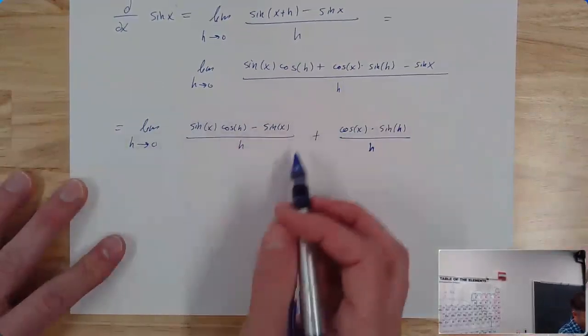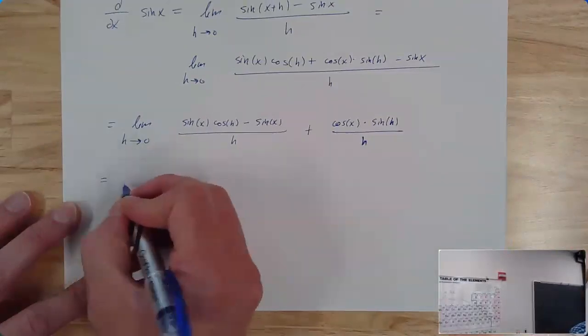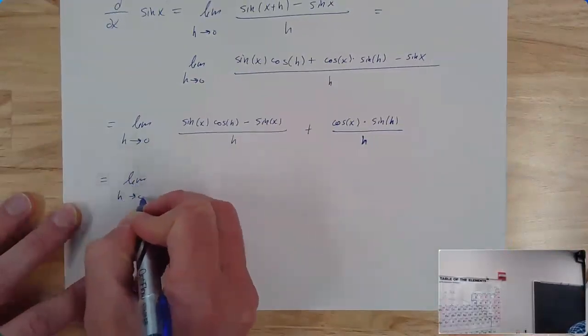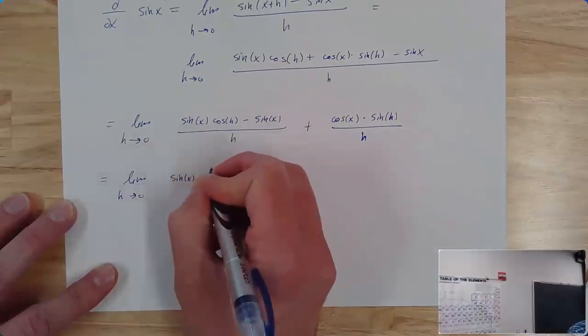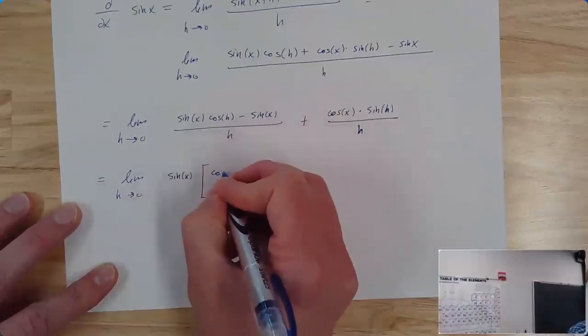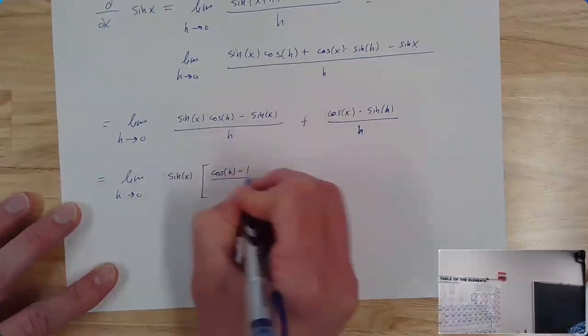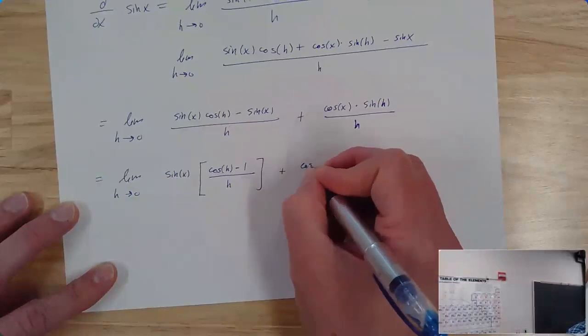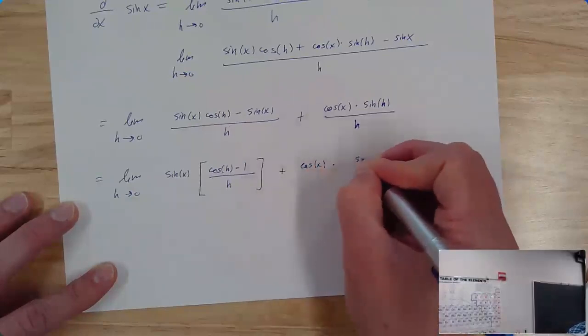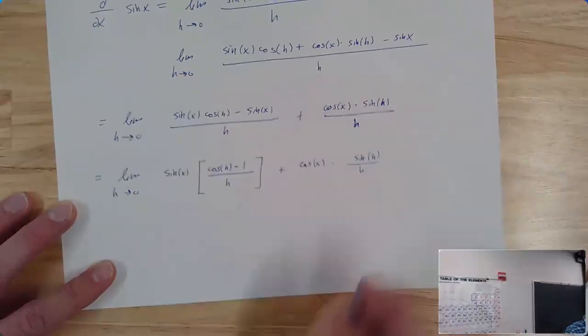Now, what about this junk over here? Well, we're going to do the following. We're going to rewrite this as the limit as h goes to 0. I'm going to factor out the sine of x, and I'm left with a cosine of h minus 1 all over h, plus, and I will write this as, cosine of x times sine of h over h.